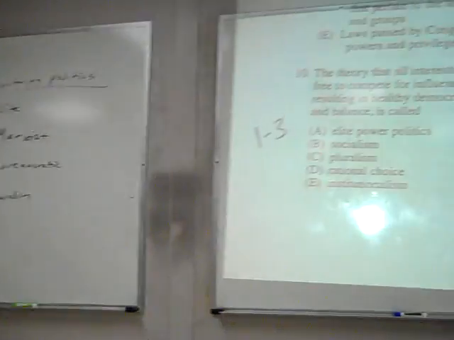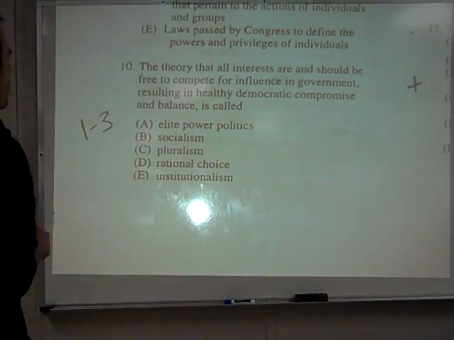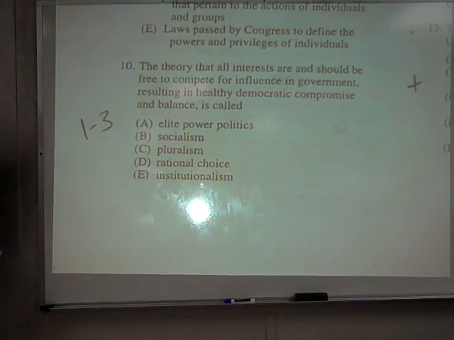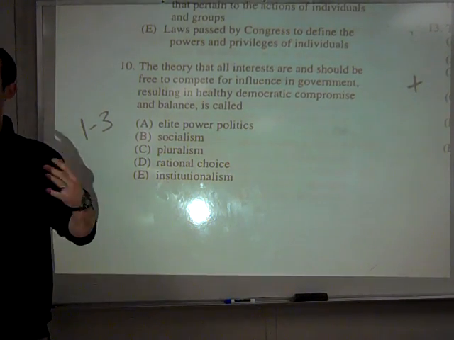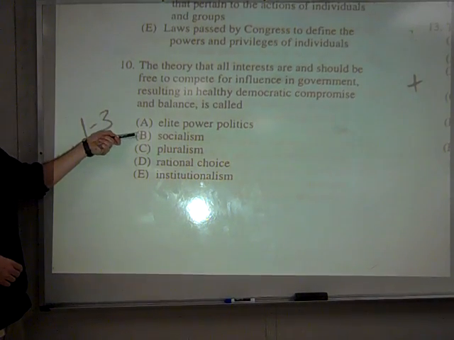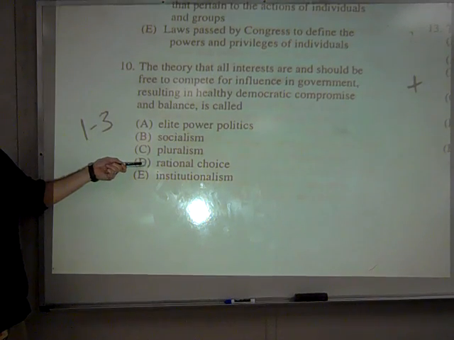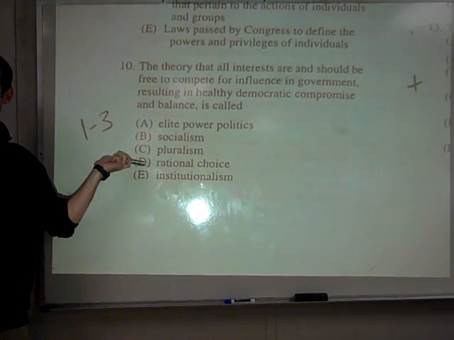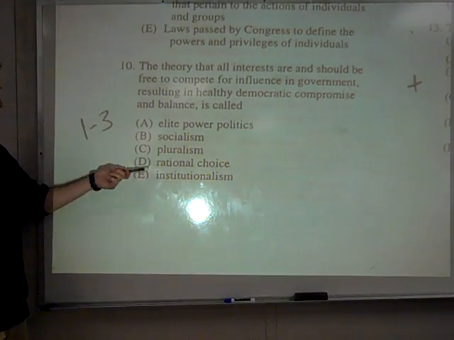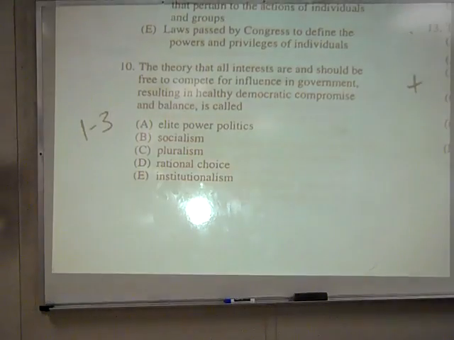All right, so what's the answer to this one? The theory that all interests are and should be free to compete for influence in government, resulting in healthy democratic compromise and balance, because no single group can dominate, they have to compromise, is pluralism. Socialism is related to Marxism. Rational choice is basically using economics in a government class. That's not on the test. Or it is a fake answer. And then institutionalism is not the right answer either. All right, so it's obviously pluralism.